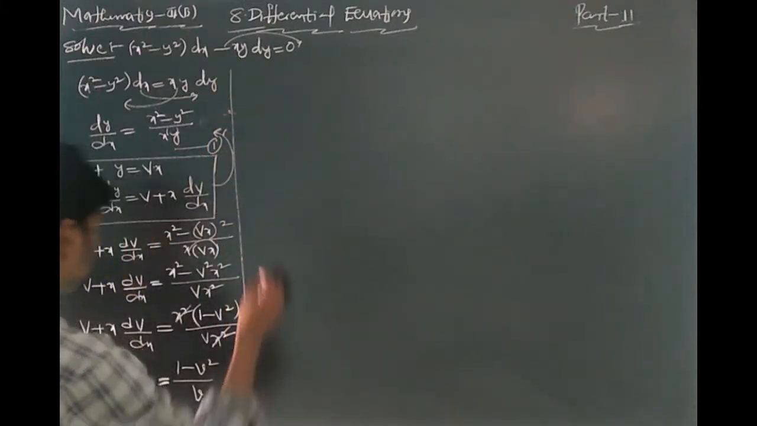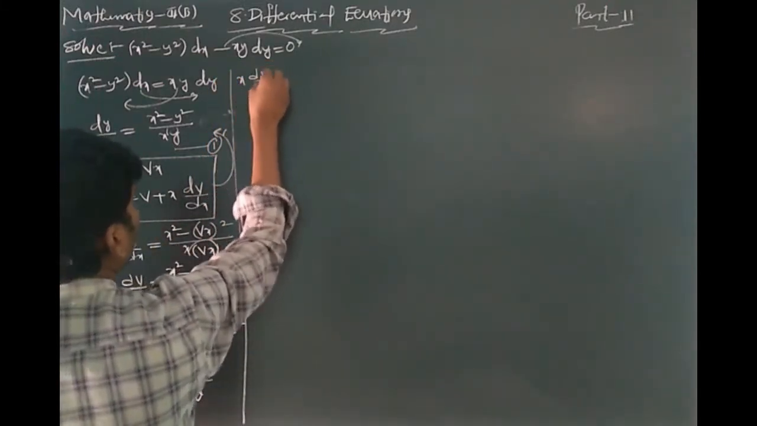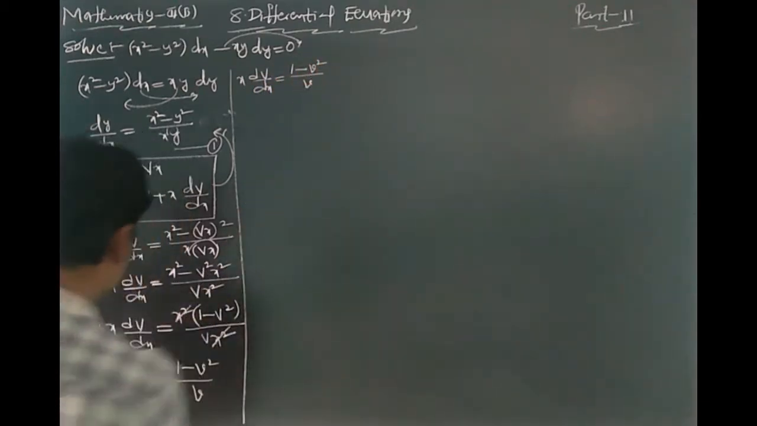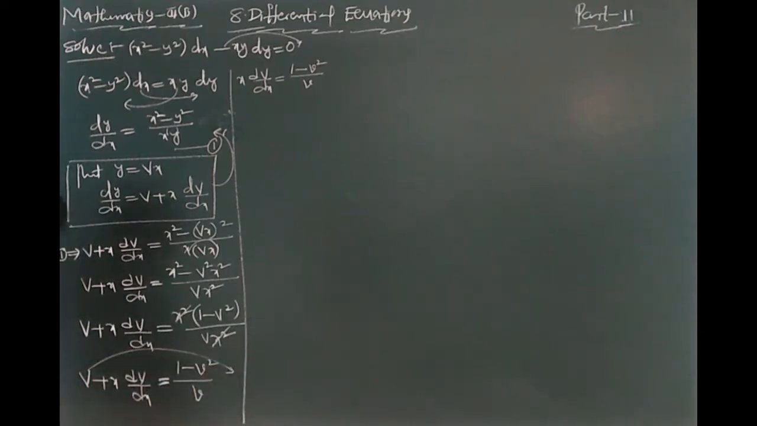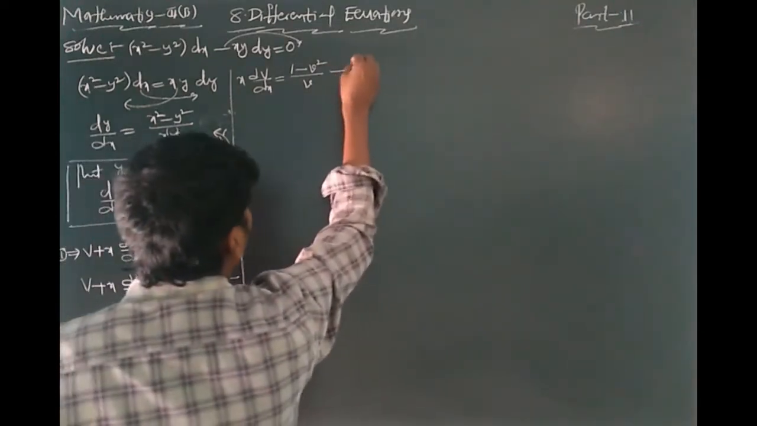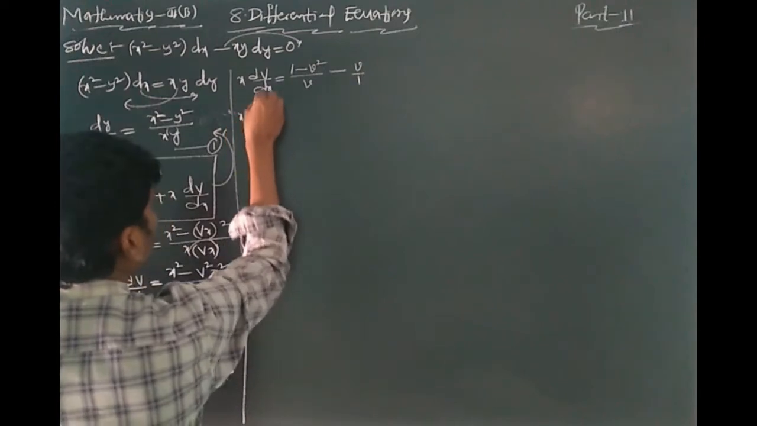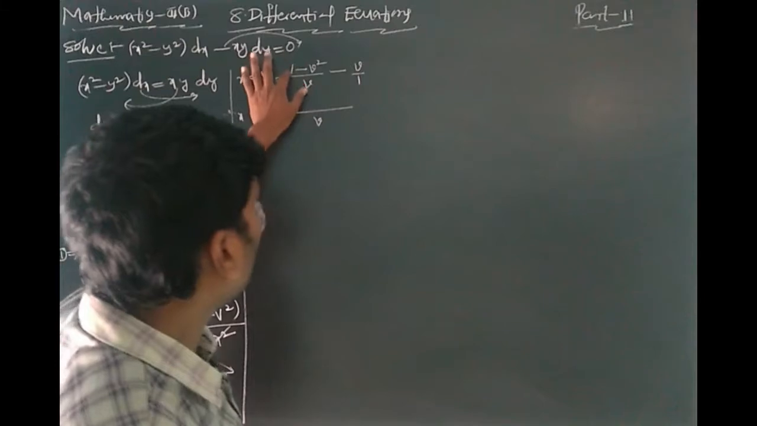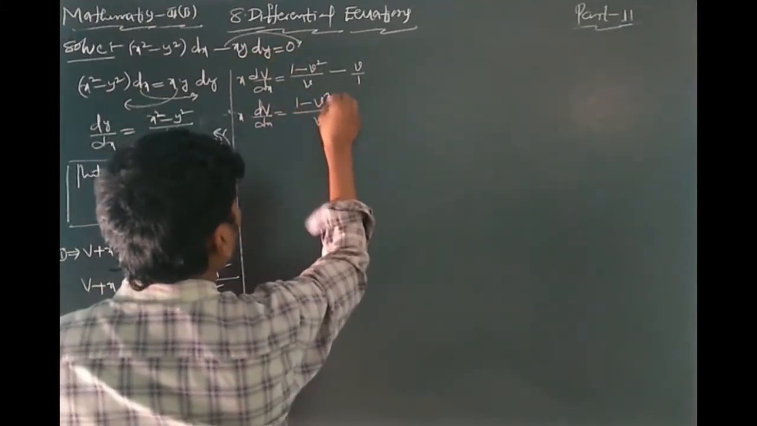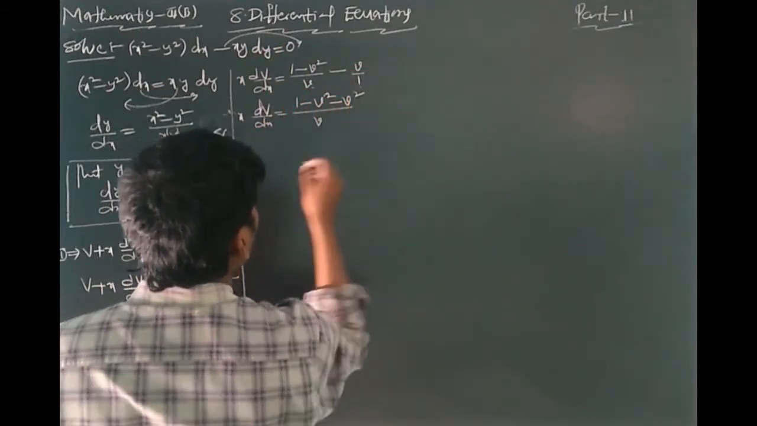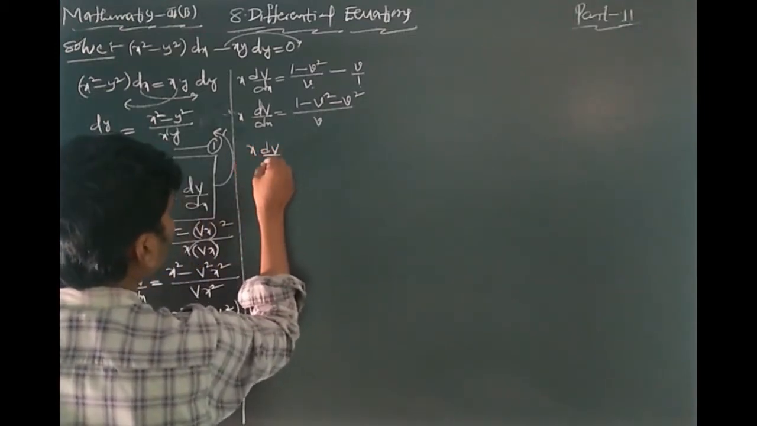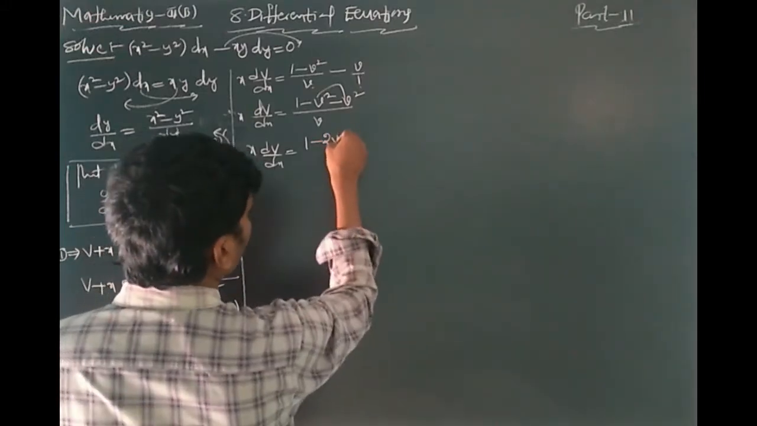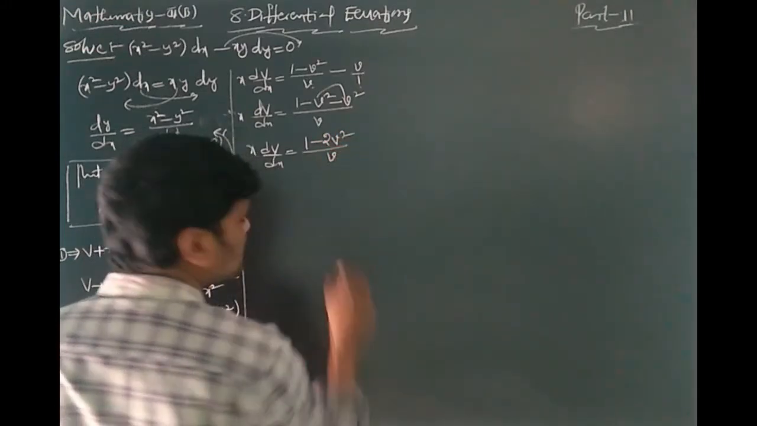After that you can write x dv by dx is equal to (1 minus v square) by v minus v. This v goes to that side, minus v by 1. So x dv by dx is equal to (1 minus v square minus v square) by v. Here we can write x dv by dx is equal to (1 minus 2v square) by v.